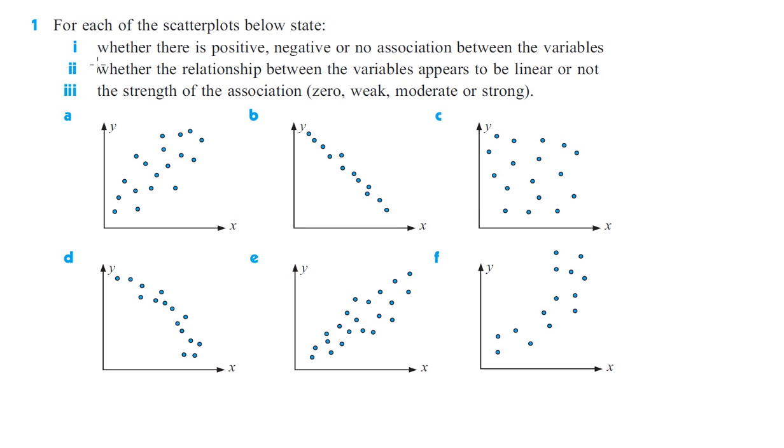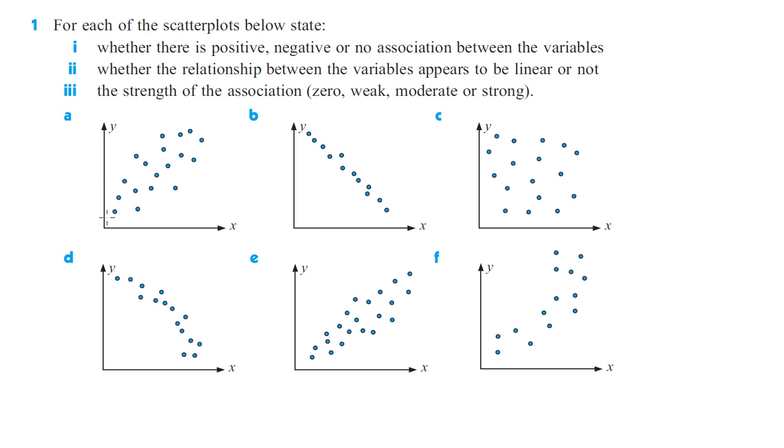Okay, so first one, for each scatter plot below, state whether it's positive, negative, or no association between the variables, whether the relationship between the variables appears to be linear or not, and then the strength of the association, which is 0, weak, moderate, or strong.